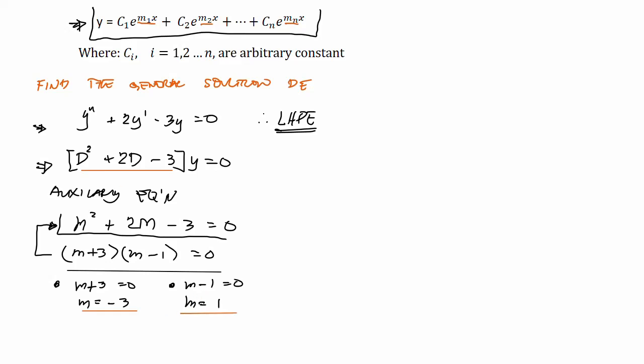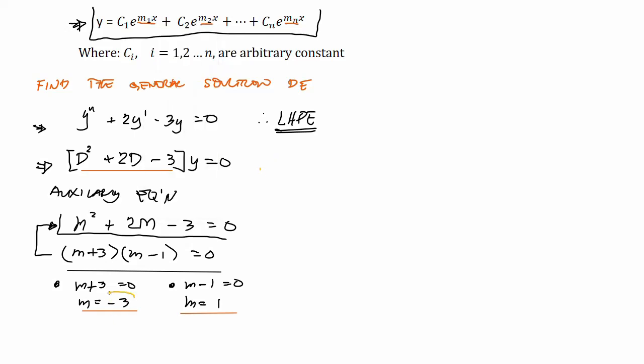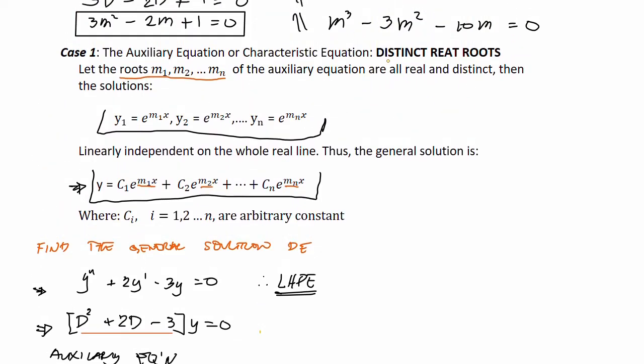And as you can see, negative 3 and positive 1 as our roots are distinct from each other. So we have two distinct real roots. Since we have two distinct real roots, we can use case 1 to find our general solution, given by this form.